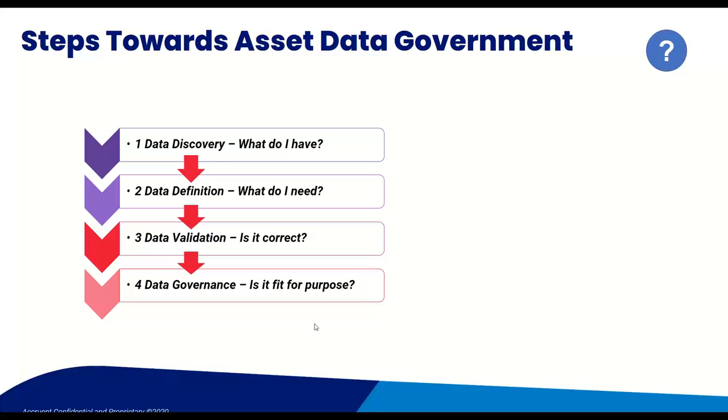Validating the data, is it correct? Certain data is obviously required, like in an example we see the area of each room. It can also be that there are restrictions to the value that the data can take. We also see that in an example later on.